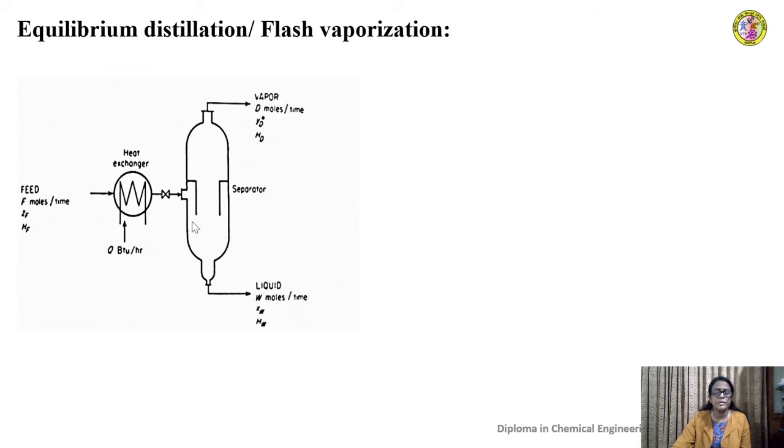Whereas vapor flows in the upward direction, and from the top outlet it is taken out to a condenser where it is condensed and collected as a distillate or overhead product. The liquid from the bottom is another product called bottom product. Now let us perform a material balance operation for this flash vaporization.